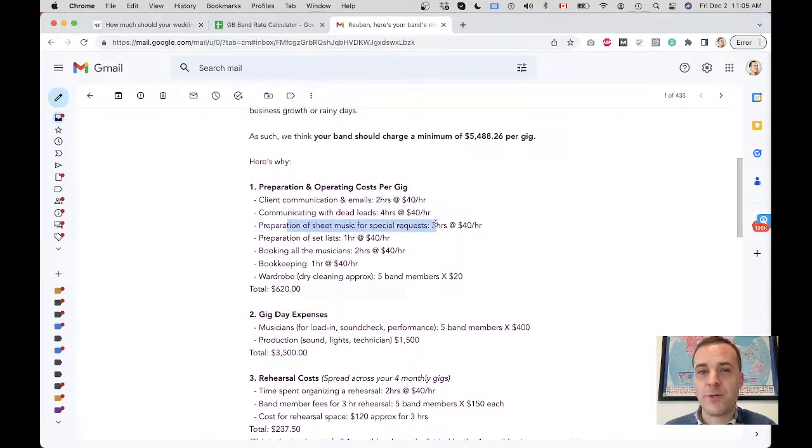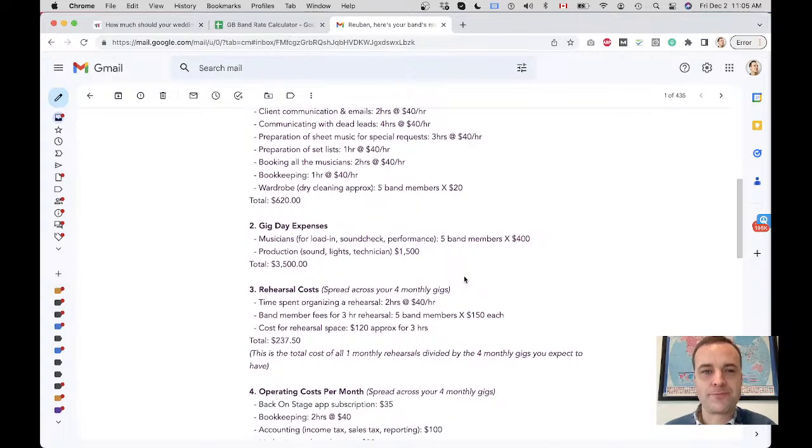Preparation of sheet music for special requests or custom recordings, or however it is you teach your musicians that music. Preparation of set lists for an hour, booking all your musicians, chasing them all around, bookkeeping for an hour, and wardrobe, dry cleaning, guys. This is a big one because if you've got a special attire for your band, for example, people sweat really hard while they're performing. You may need to clean that fairly often, so think about that.